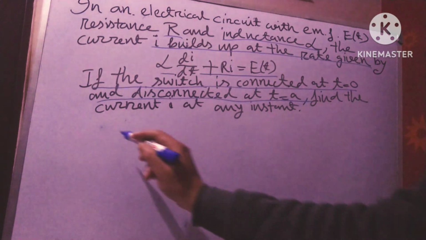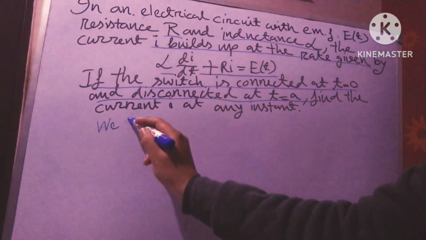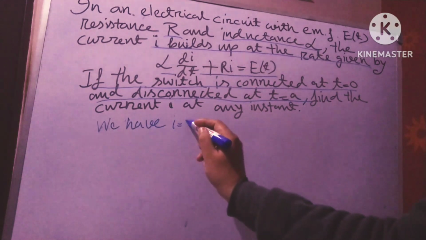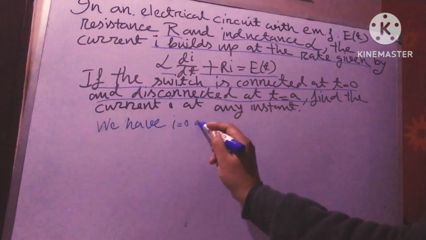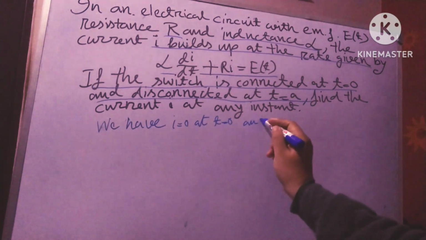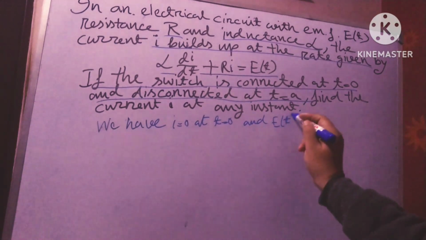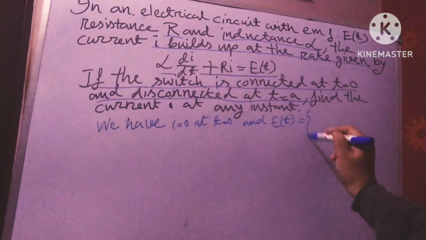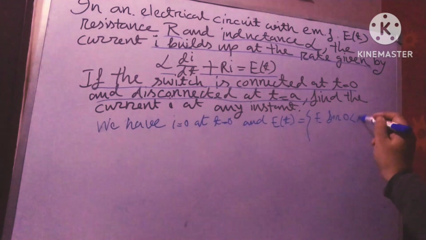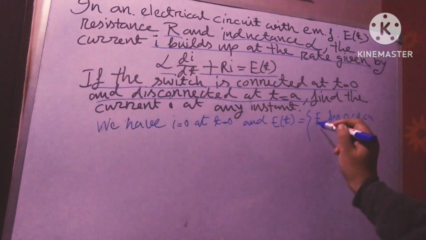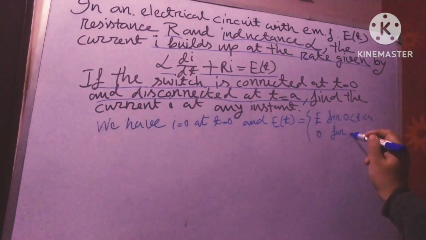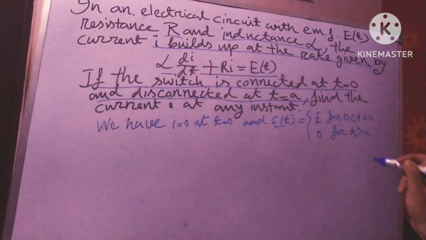So friends, we have I = 0 at t = 0, and E(t) = E for 0 < t < a and 0 for t > a.